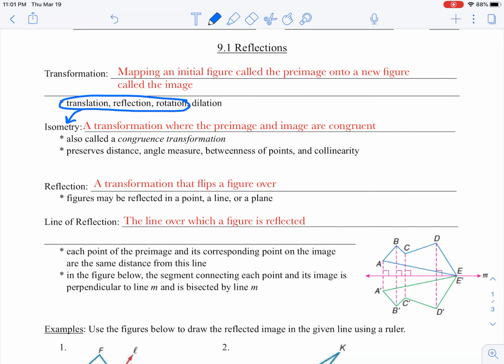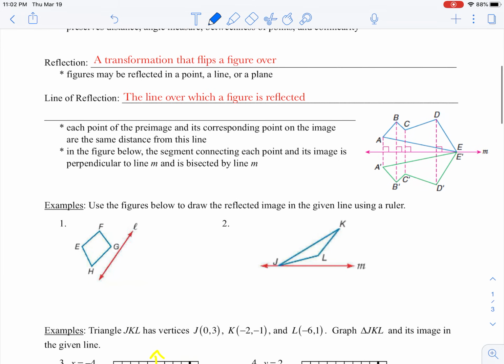an isometry. The focus of today's lesson is going to be on reflections, which are where you flip an object over. You can perform a reflection over a point, a line, or a plane. We're going to perform reflections most typically over a line, which is called the line of reflection, the line that you flip your picture over. But we're also going to look at reflections over a point, most notably the origin.